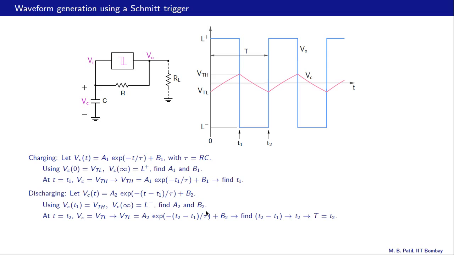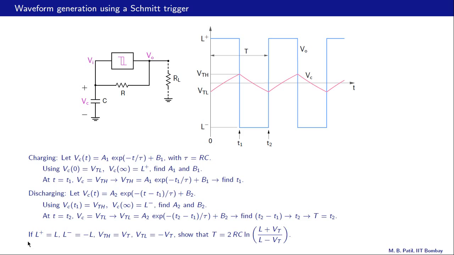And now we can use the condition that at t equal to T2, VC is equal to VTL. So we substitute VTL over here and T2 over here, and then we get VTL equal to A2 e raised to minus (T2 minus T1) by tau plus B2. And A2 and B2 of course are already known from here. Alright. So with this equation, we can now obtain T2 minus T1. T1 is already known, and therefore we can get T2. And T2 is the same as the time period T.